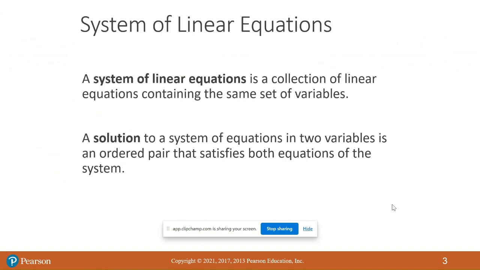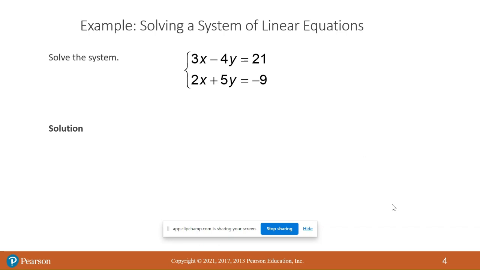So, let's look at some definitions. A system of linear equations is a collection of linear equations containing the same set of variables. A solution to a system of equations in two variables is an ordered pair that satisfies both equations of the system. So, let's start by solving a system of linear equations.